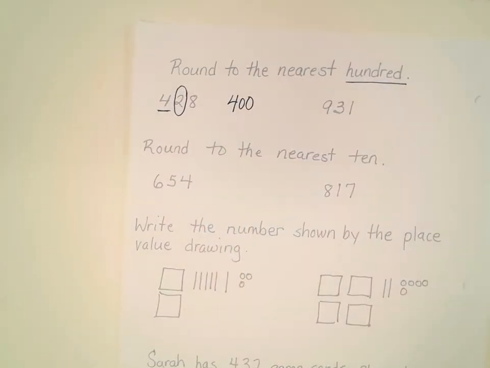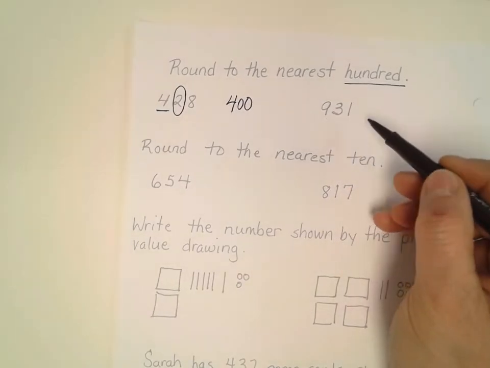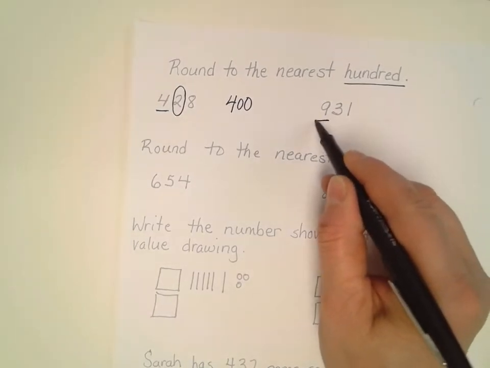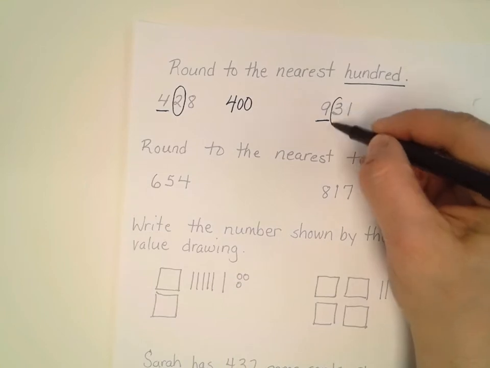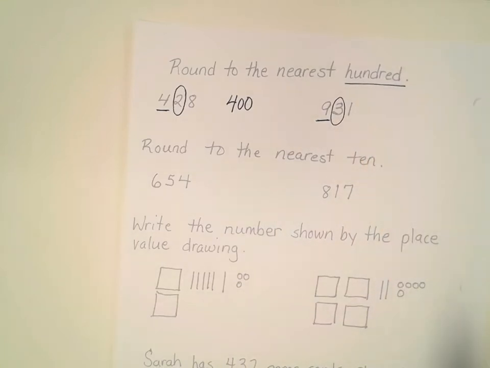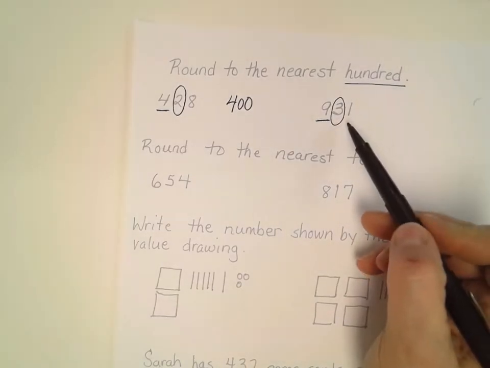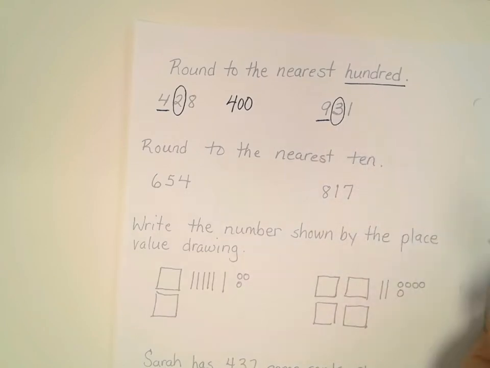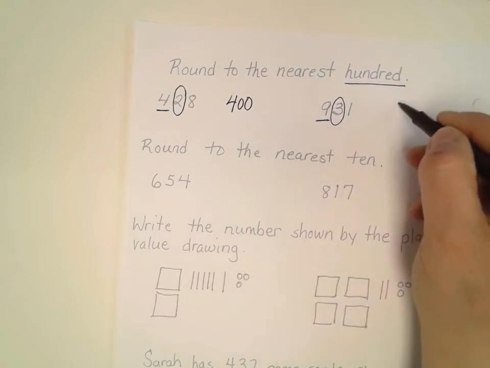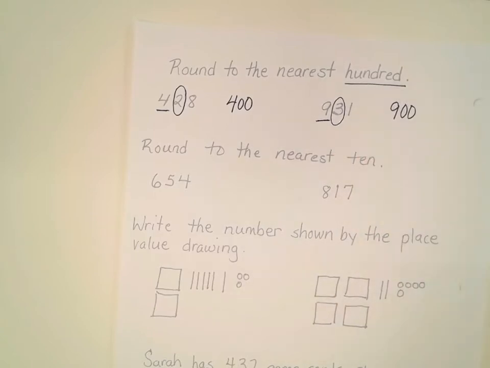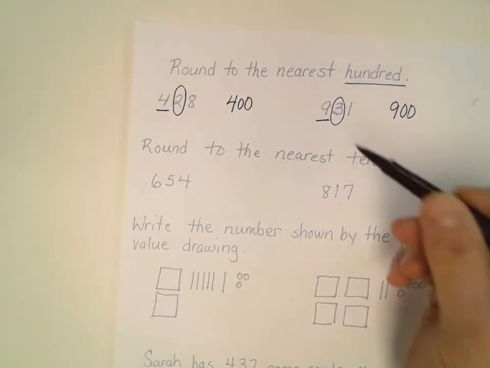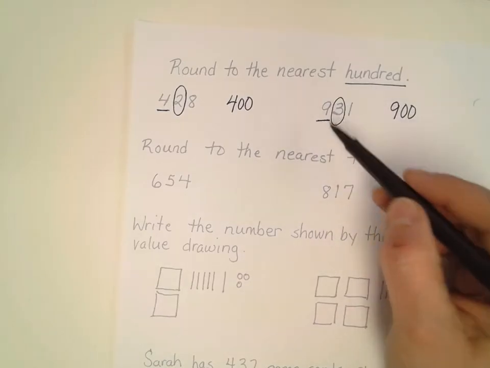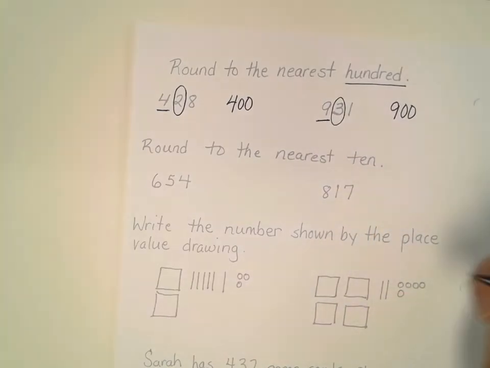And then for 931, we're going to underline that 9, and we're going to circle that 3. Again, right now, we don't care about that one. We're going to look at the 3. The 3 is also lower, so we're going to go down to that lower one. If that number, however, was a 5 or a 6, then we would have to give it a shove. So then the next 100 would actually be 1,000, because 1,000 is 10 hundreds.